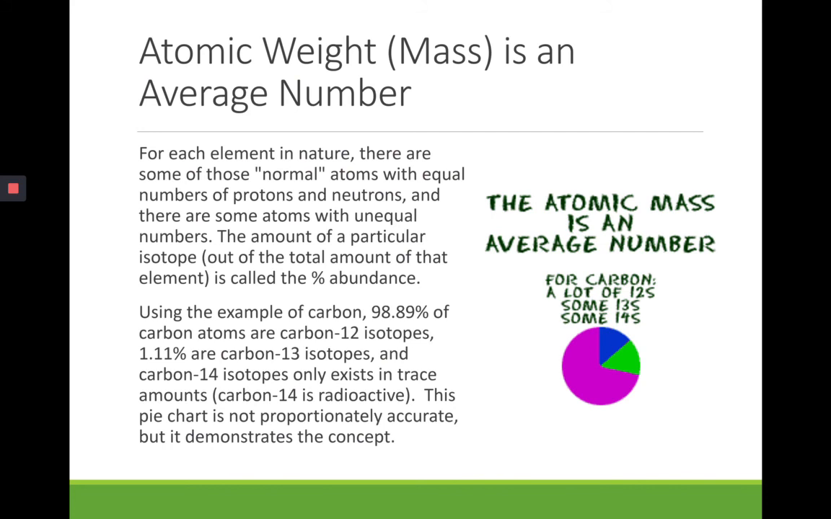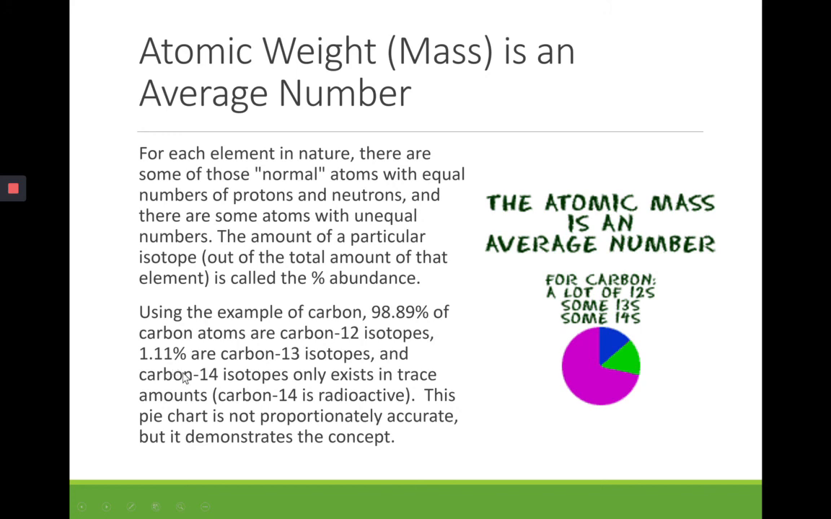So, for example, in this example you have carbon-12 present at 98.89%, carbon-13 present in the environment at 1.11%, and then only a small amount or trace amounts of carbon-14. So they don't even give us a percent because there's so little.